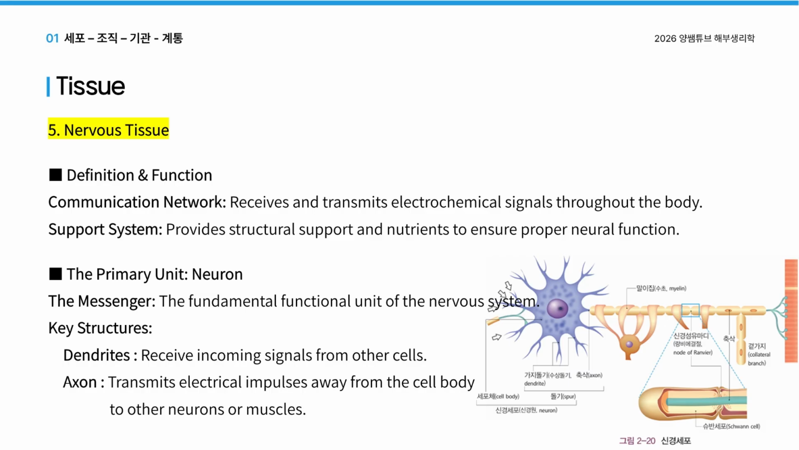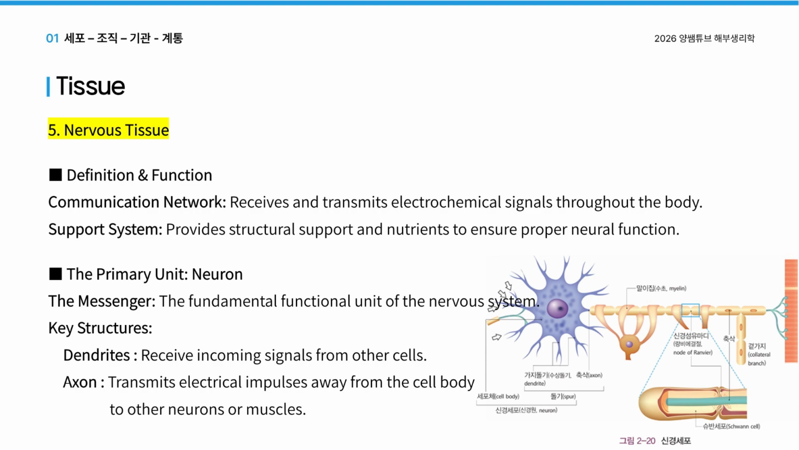After exploring the engines of our body, it's time to meet the master controller. Let's dive into our final primary tissue, nervous tissue. Nervous tissue functions as our body's communication network. It receives and transmits electrochemical signals from head to toe. It's not just about sending messages, though. It also includes a support system that provides the structural framework and nutrients needed for everything to run smoothly.